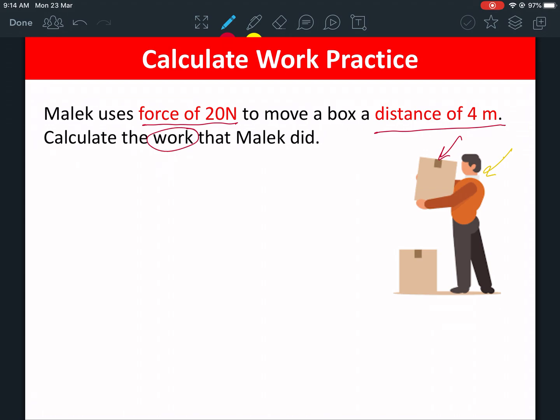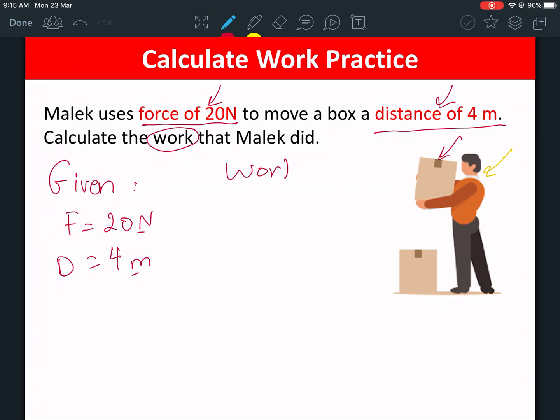Okay, what do I do first? I write what's the given. So what do we have that's given? What did they give us? They gave us the force. How much is the force equal to? 20 Newton. That's right. What else did they give us? They gave us the distance. That's right. How much is the distance? 4 meter. I have to write Newton and meter. Don't forget, these are important. And then I have to calculate the work. They asked me to calculate work.